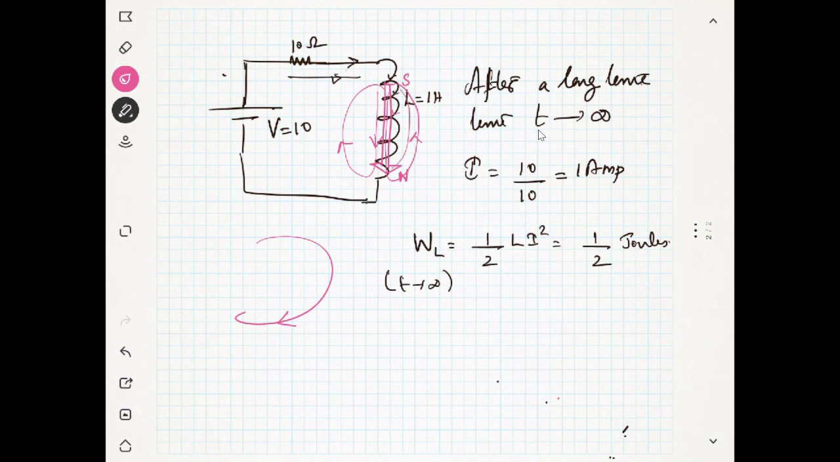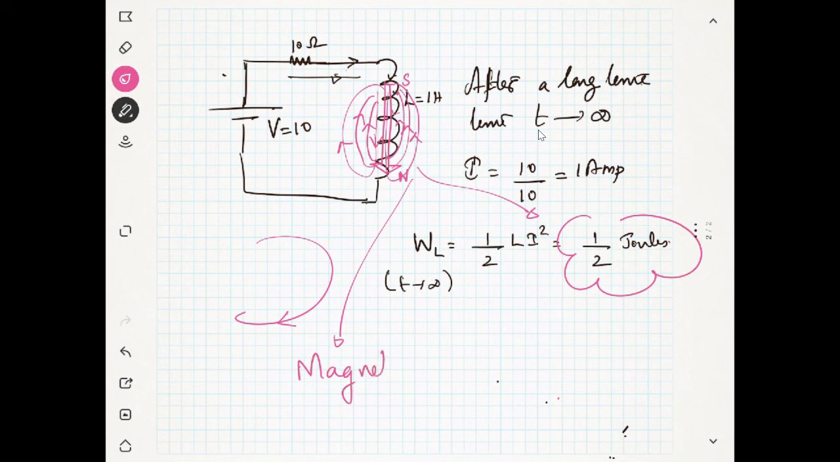So it will be completely flux from north to south, right? There will be a lot of flux, and this flux is maximum. That means now the inductor is storing a maximum energy of half joules. So the inductor is storing energy in the form of magnetic field. Since the current is not changing, the magnetic field is also not changing, and the magnetic field is constant, because you are giving a DC supply and you are observing after a long time. That means t tends to infinity. So the magnetic field is always constant.